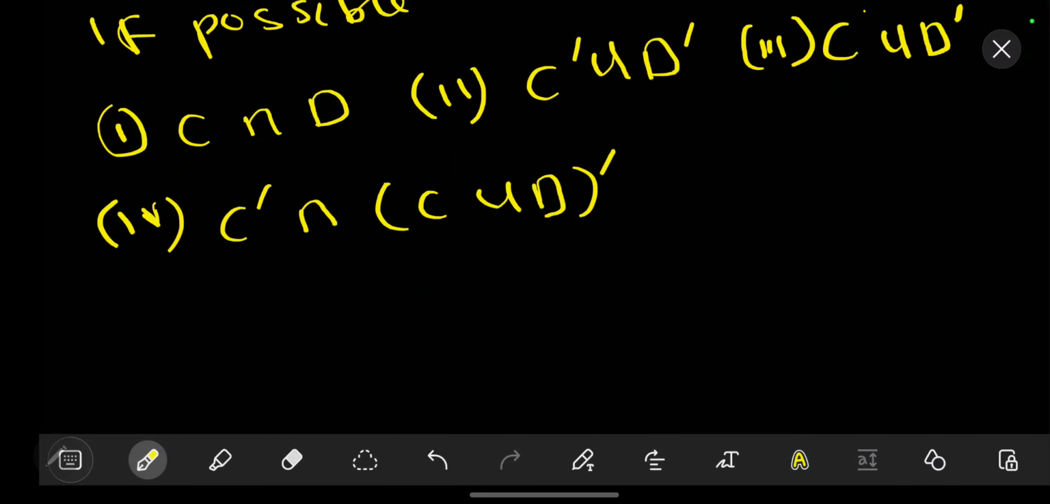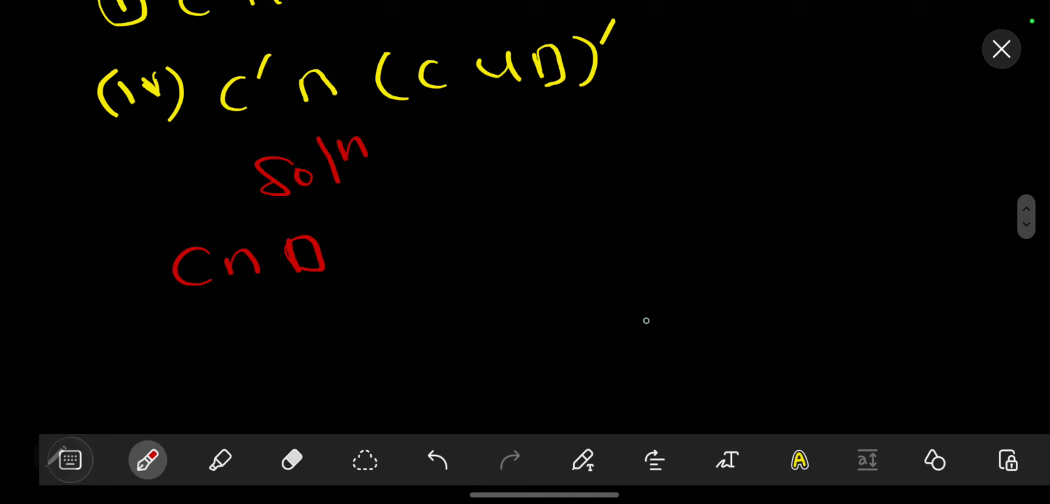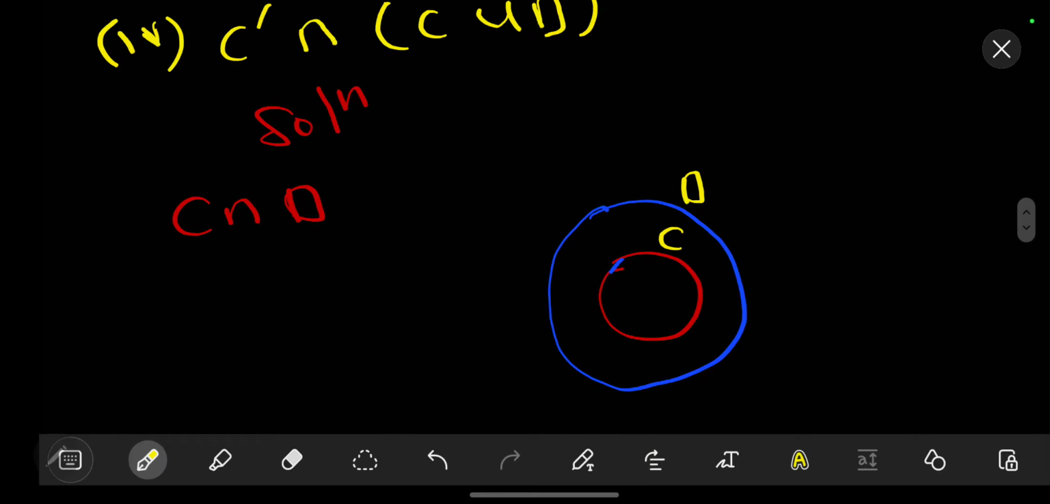Now our first one is very simple. We have our C intersection of D. First we need to understand what C is a subset of D means. C is a subset of D means C is found in D. So this is the meaning of C is a subset of D.